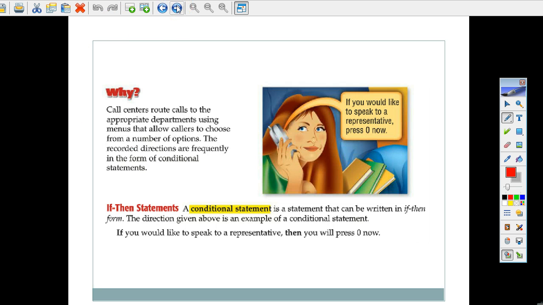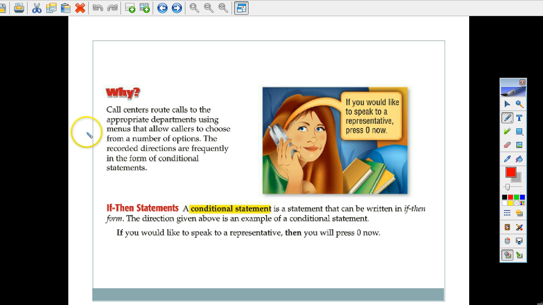Okay, why? Call centers route calls to the appropriate departments using menus that allow callers to choose from a number of options. The recorded directions are frequently in the form of conditional statements. So when you call and you hear an automated voice, it says something like, if you would like to speak to a representative, press 0 now. If you'd like to listen to it in English, press 1, and they have all these options. So that is a conditional statement. When they tell you, if you want this, then do that, that's a conditional statement.